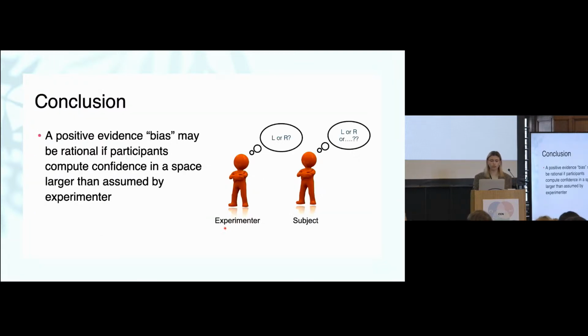So in conclusion, we may say that positive evidence bias may be rational behavior if participants compute confidence in space that is larger than that assumed by the experimenter. Thank you.